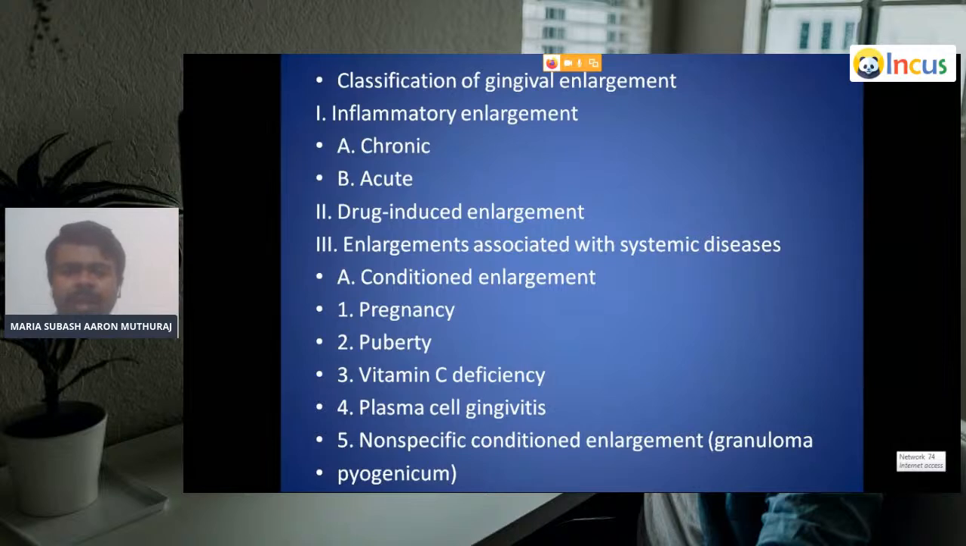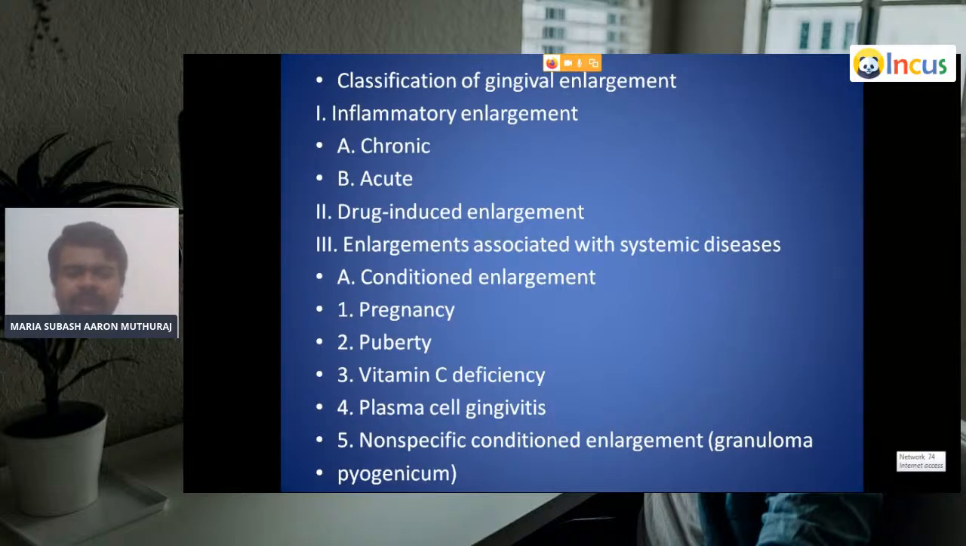Then enlargements associated with systemic disease. First is conditioned enlargement. Here, plaque is the major initiating factor for such enlargement. Only the conditions and systemic diseases will modify it. Conditions such as pregnancy, puberty, vitamin C deficiency, and allergic conditions such as plasma cell gingivitis will modify it.